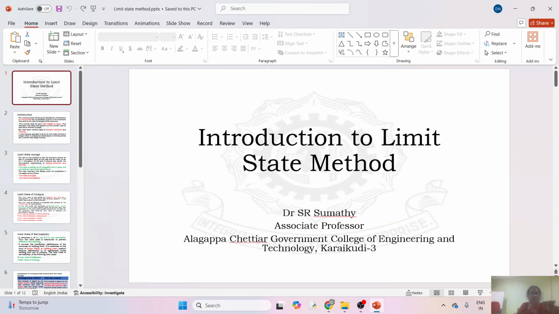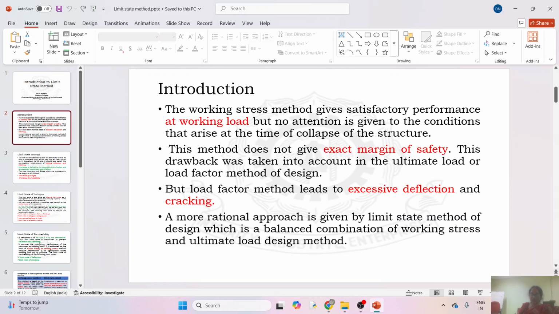Welcome to the course on Design of Reinforced Concrete Elements. In this session, we are going to see about the Introduction to Limit State Method.